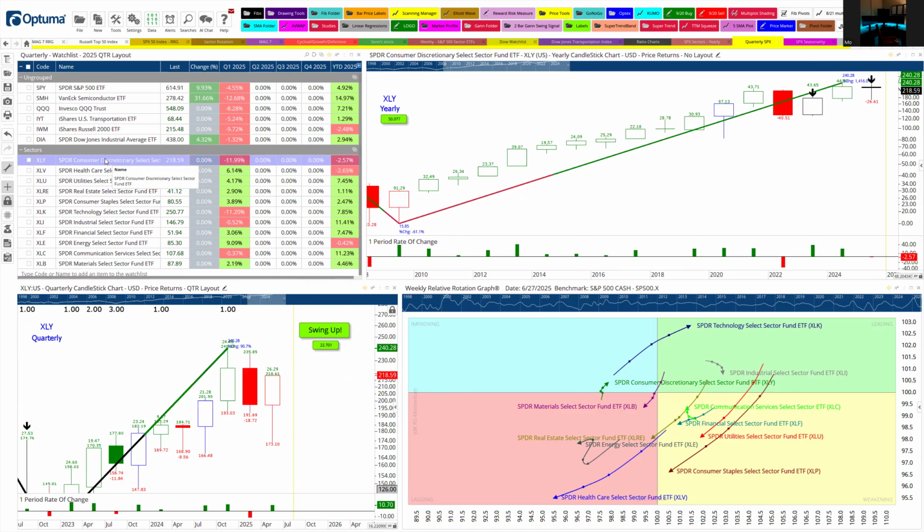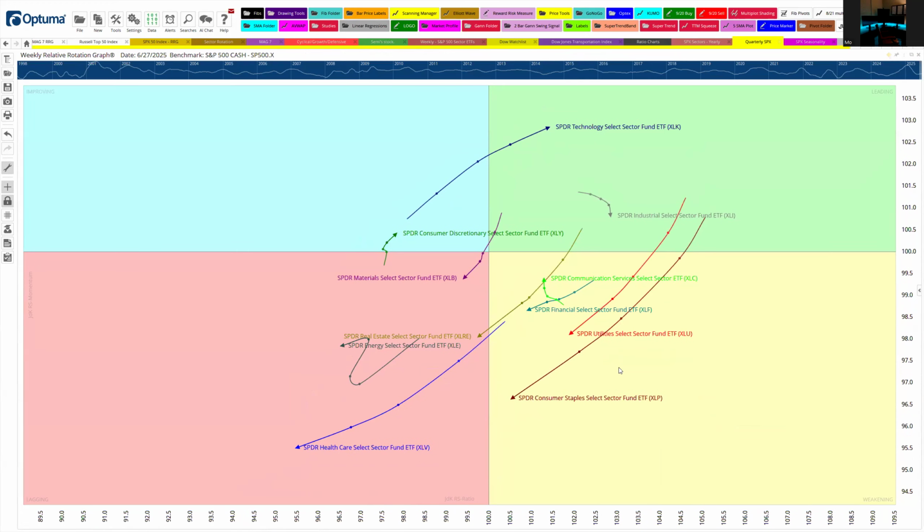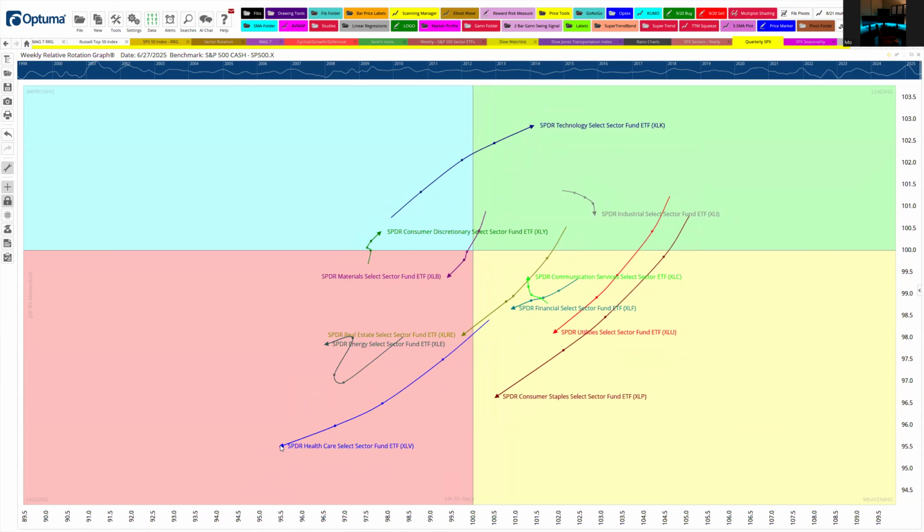Now let's go back here to a weekly time frame on RRG. Okay, got healthcare. Here's your energy. That's what I'm saying, this spike that energy had. Look at the real estate, materials. It will give us a chance, but not when they're pointing like this.